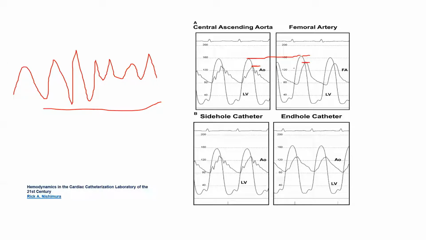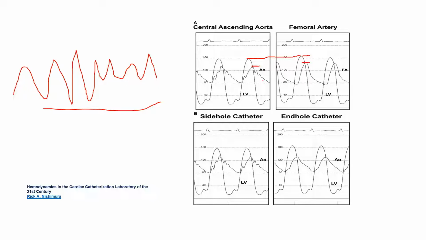because the gradient is the difference between the LV systolic pressure, which is equal between the two, and the peak arterial pressure, which is more in the femoral artery than the central aorta. That's why the difference is less in the femoral artery than in the central ascending aorta. That is why a femoral artery is going to underestimate the aortic stenosis gradient. And the same applies to all peripheral arteries. The radial artery is also going to underestimate. That's why the standard, if you are checking for aortic stenosis, is to measure the pressure between the LV and the central, proximal aorta, okay?